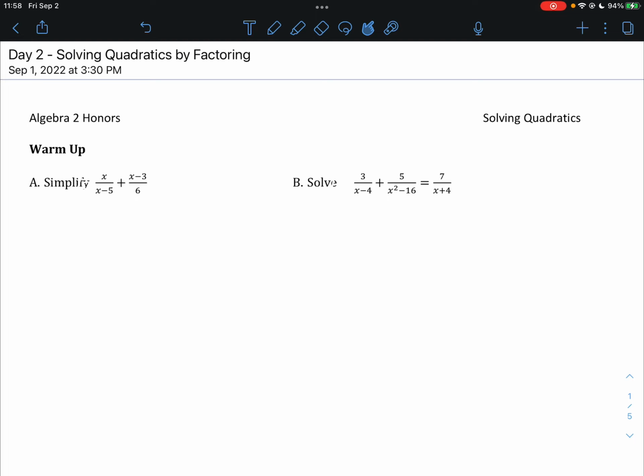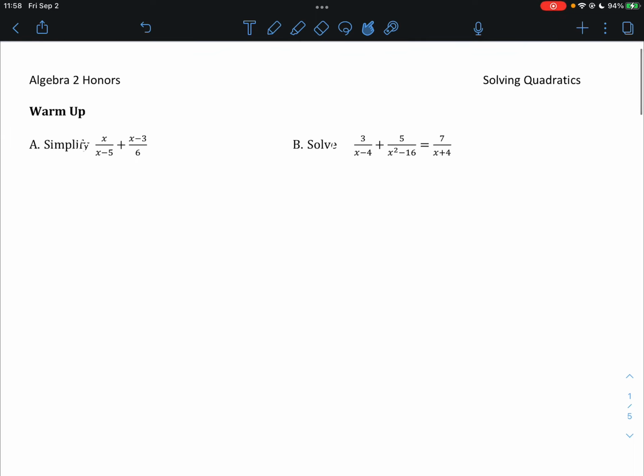We're going to talk today about solving a quadratic by factoring, or simply just factoring a quadratic in general. Before we do that, let's do a little practice on adding rationals or solving a rational equation. So at this point, I would encourage you to pause this video, give these two problems here a try, and when you are done, come back and unpause the video to check your answers.